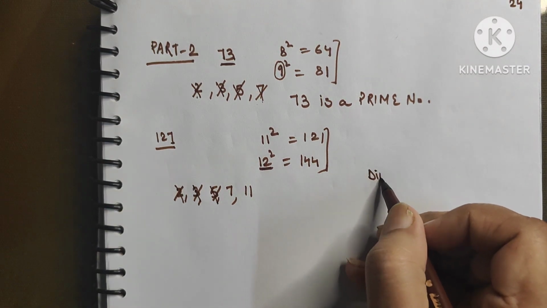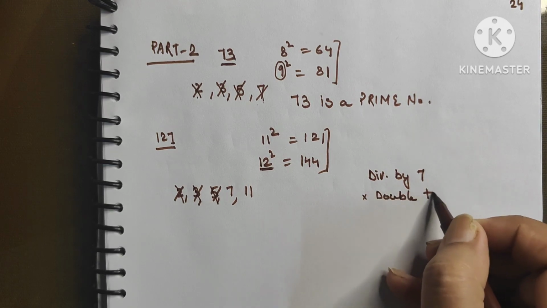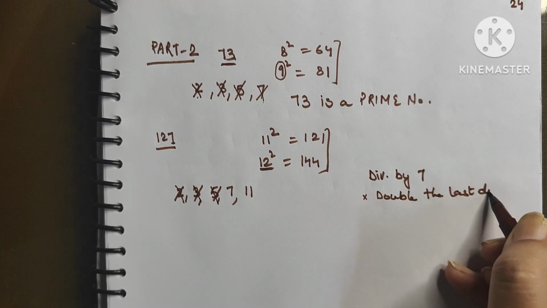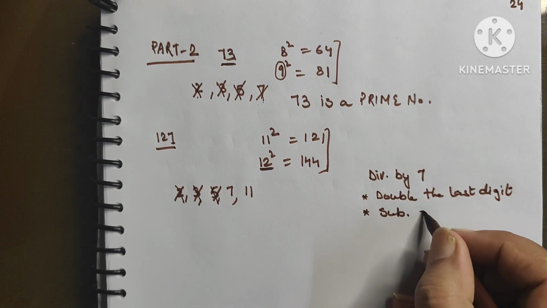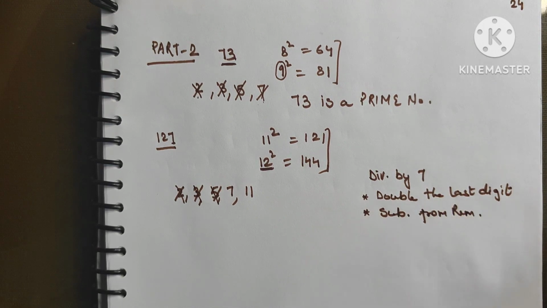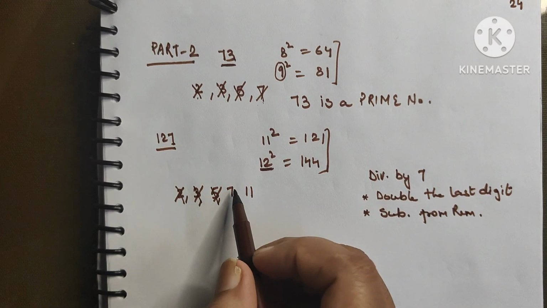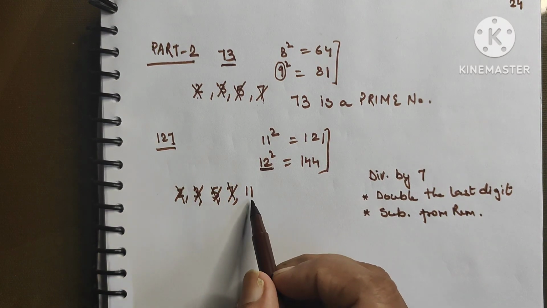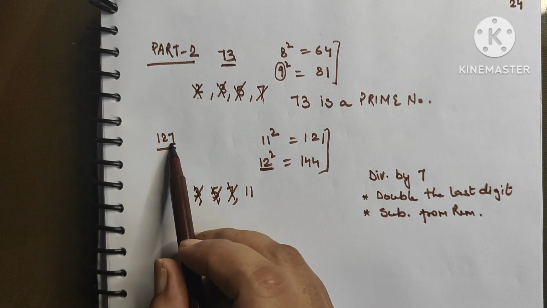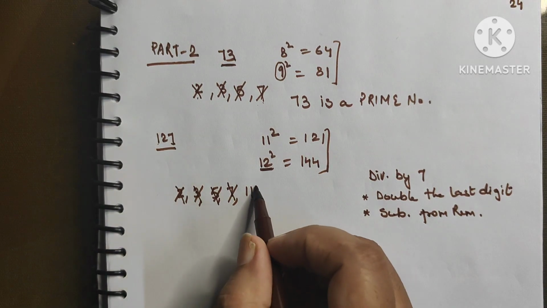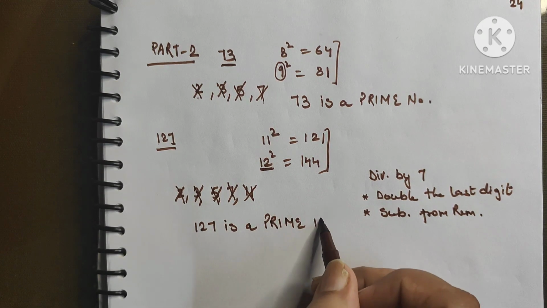See, divisibility by 7. The first step, what you do, double the last digit. Secondly, what you will do, subtract that from the remaining number. It is 7 times 2, 14, and 12 minus 14, it's not possible at all, so it will not go by 7 also. And by 11, you know, the difference of the sums of alternate digits should be 0. So 7 plus 8, so it's not going by 11 also. Okay, 127 is a prime number.